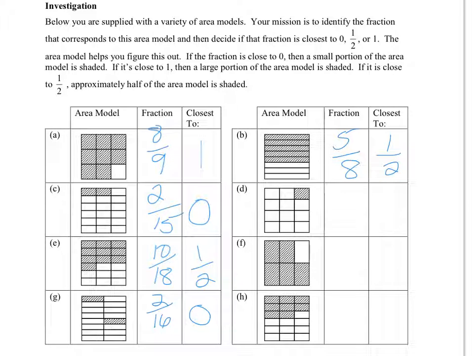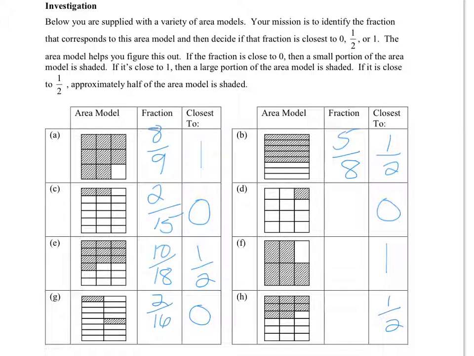Okay, this one, let's just look at these and see what we can tell really quickly. Okay, that's almost all empty, so it's going to be closest to 0. This one is nearly full, so it's going to be closest to 1. This one is, you can see, roughly halfway full, so that's going to be closest to a half.